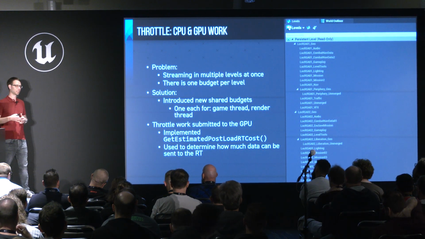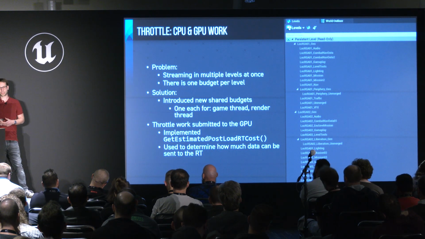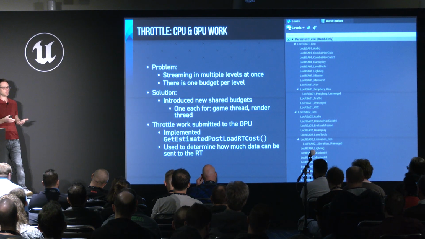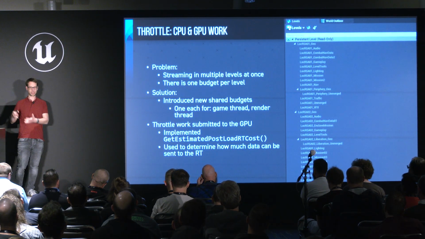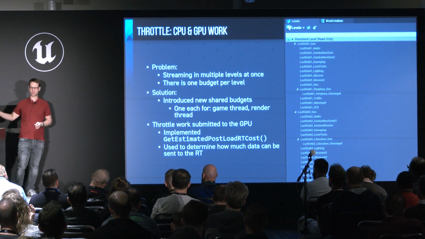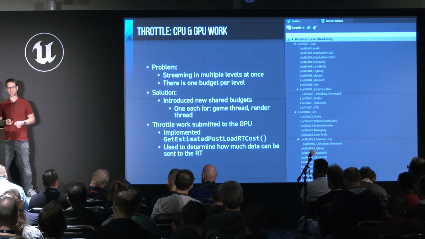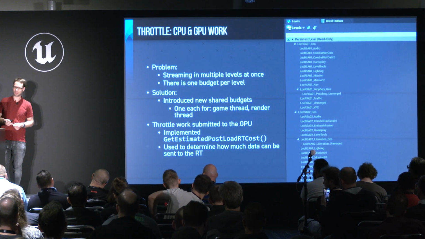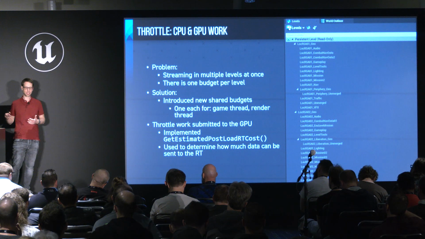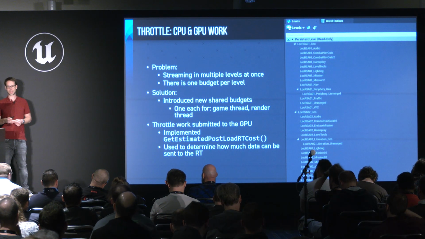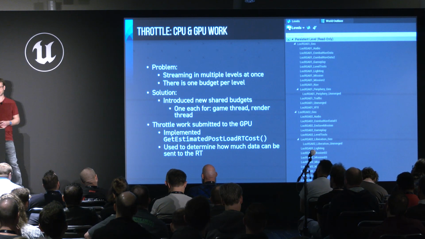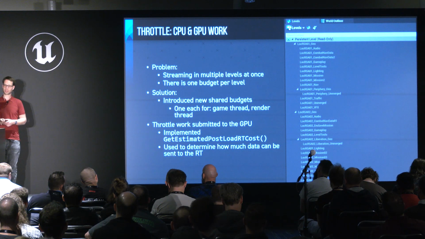So we went in there and implemented on the render resources this new function, which is quite a mouthful, GetEstimatedPostLoadRTCost, which implements a heuristic. How long is it going to take to load this render resource on the render thread, right? For example, if you have a large texture of a couple of megabytes, that's going to take way longer than just a tiny 16 by 16 pixel image. So we would use this on the game thread to steer how much work we are sending to the render thread during the current frame, so that the render thread wouldn't go overboard in terms of budget. And then we had this budget on the game thread to steer the work that gets sent to the render thread.